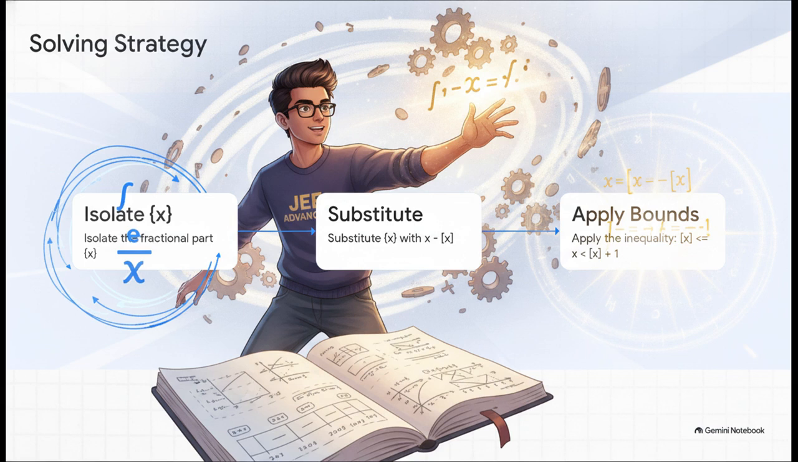Step 2, substitute it out using our golden rule, x minus the greatest integer of x. And Step 3, apply the core inequality property. The greatest integer of x is always less than or equal to x, which is strictly less than the greatest integer of x plus 1. Why go through all this? Because it actually transforms an impossible fractional equation into a highly solvable integer inequality. It is a real game changer.